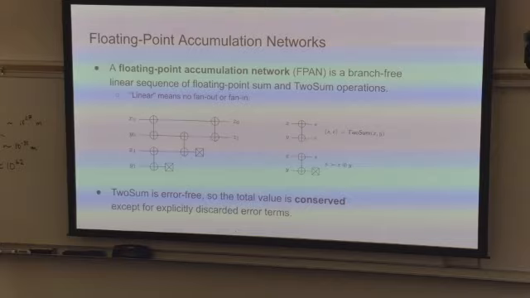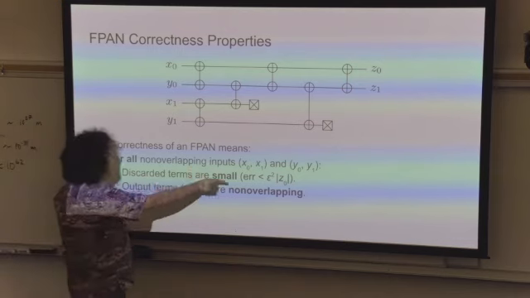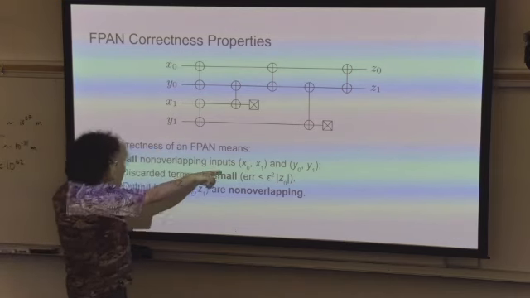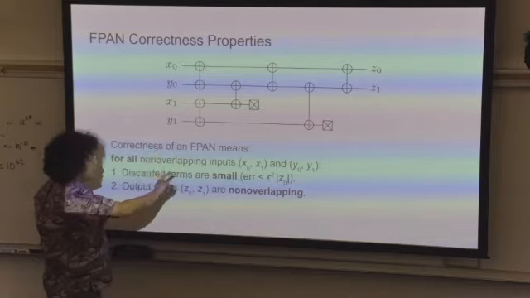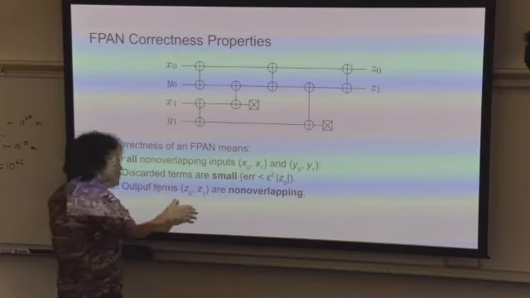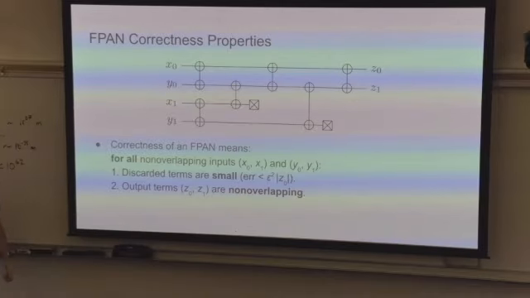So what do I want to do to verify that a floating point accumulation network is correct? Well, what it means is for any non-overlapping inputs, x0 and y0, or x0, x1, and y0, y1, I want all of the discarded terms to be very small. They better be on the order of epsilon squared, and I want the output terms to be non-overlapping, okay? How can I verify this?